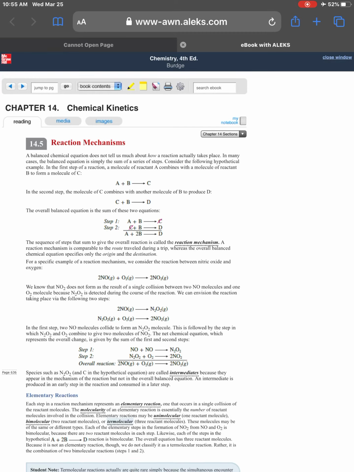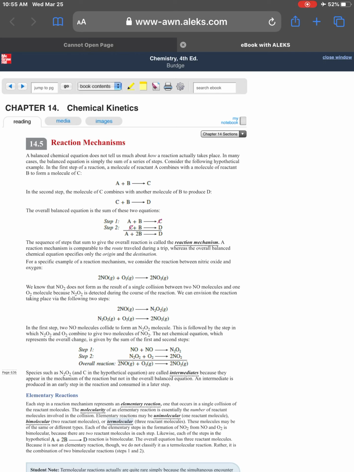Section 14.5, Reaction Mechanisms. A balanced chemical equation does not tell us much about how a reaction actually takes place. In many cases, the balanced equation is simply the sum of a series of steps. Consider the following hypothetical example.